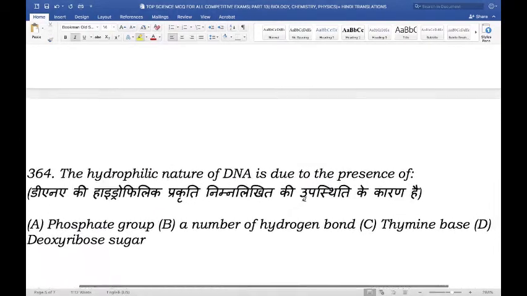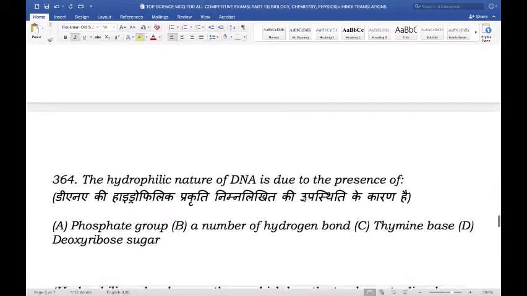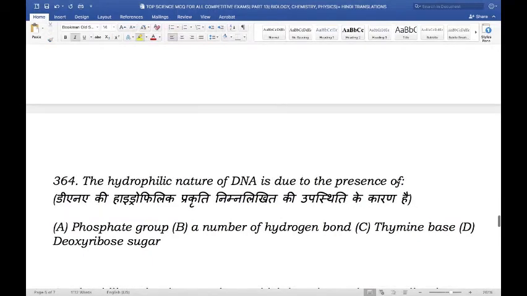Next question. The hydrophilic nature of DNA is due to the presence of. So again, hydrophilic is also known as water-loving, whereas hydrophobic is water-fearing. But in this case, it's the water-loving nature of DNA. So what is it due to? Is it due to the presence of phosphate group, a number of hydrogen bond, thymine base, or the deoxyribose sugar? And the right answer here is phosphate group.